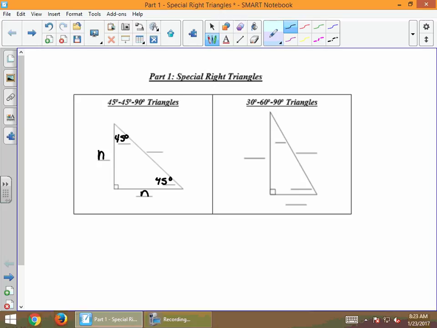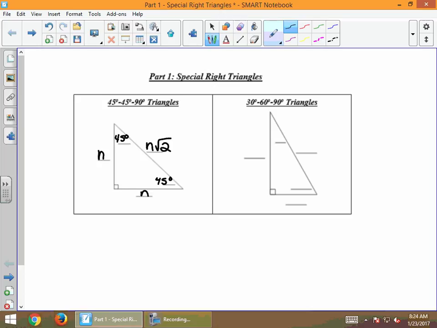And the hypotenuse, the side across from the 90-degree angle, is whatever the legs are times radical 2 every time. Okay? So 45, 45, 90 right triangles always look something like this, but instead of having an N, you just have a number. We'll see some examples here in a second.